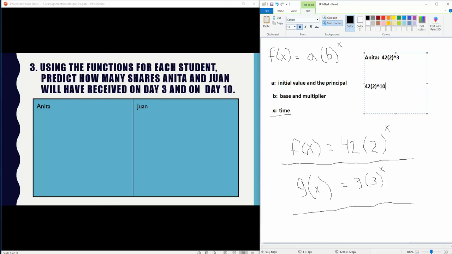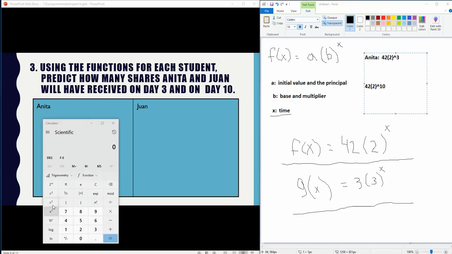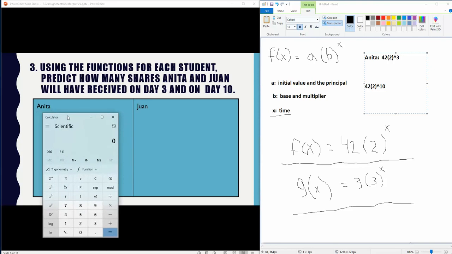And this is where we'll go in and grab our calculator and evaluate these based on those values. Remember, you do have to do the exponent part first and then you multiply, based on order of operations. If you're using a calculator like mine, you have to switch it from standard to scientific if you're using it on a Windows computer.